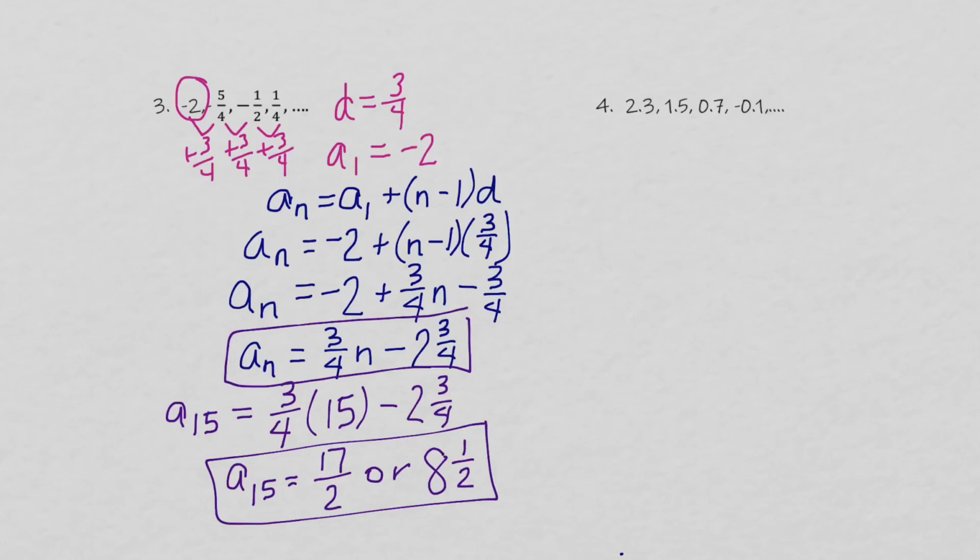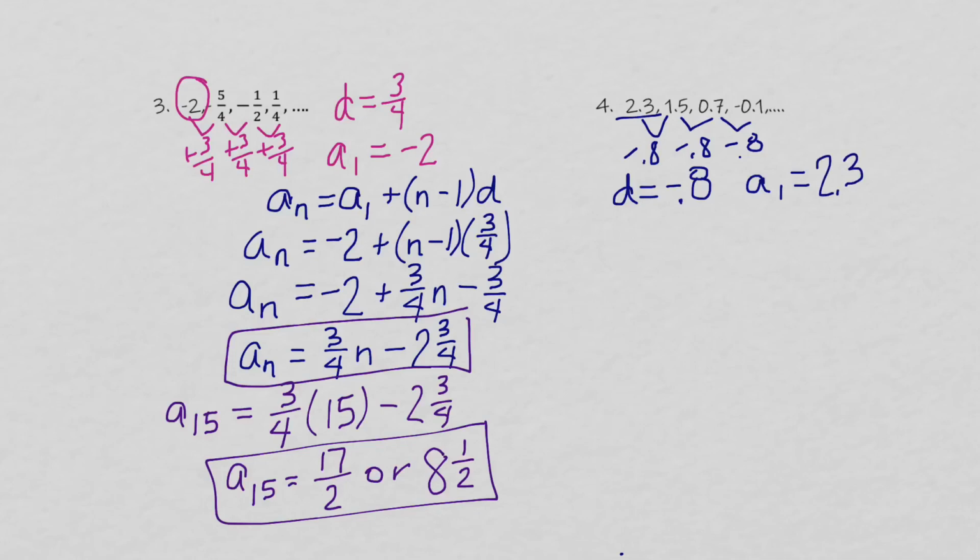2.3, 1.5, 0.7, negative 0.1. We're looking for our relationship here. This is going down. It's getting smaller, so it's negative 0.8. If I take 0.7 minus 1.5, I'm going to get negative 0.8. And negative 0.1 minus 0.7, I get negative 0.8. So it tells me I have arithmetic because that's common. I have my common difference is negative 0.8. And my a sub 1, my first term, is 2.3.